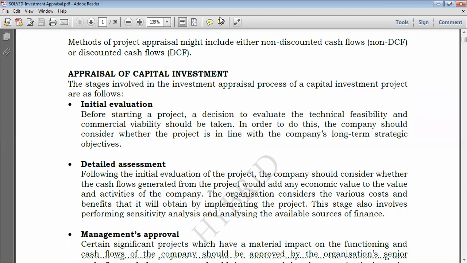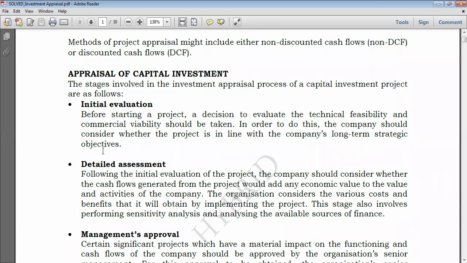So we have detailed assessment. What of this detailed assessment now? After having performed an initial evaluation, the company should consider whether the cash flows from the project would add any economic value. Just as I told you, would the cash flows add value to an organization or not? To know whether it will add value or not, you have to check the costs and benefits of the project, and then check the net value, whether there is a net positive value or not. About this, we have a lot of methods to check. So this stage involves a lot of things.